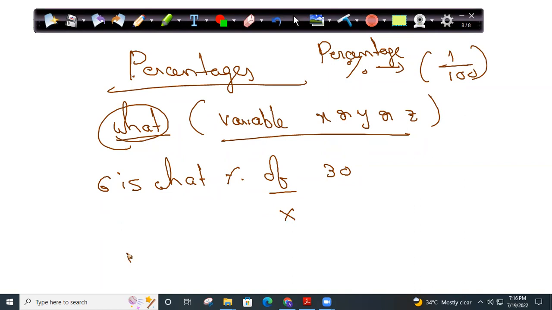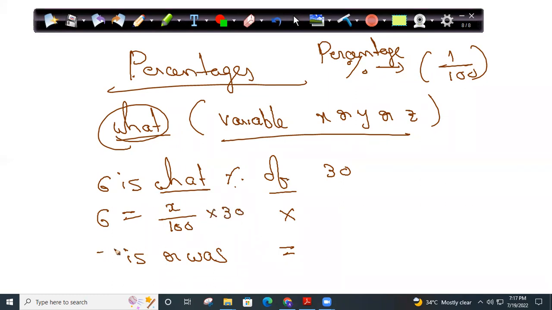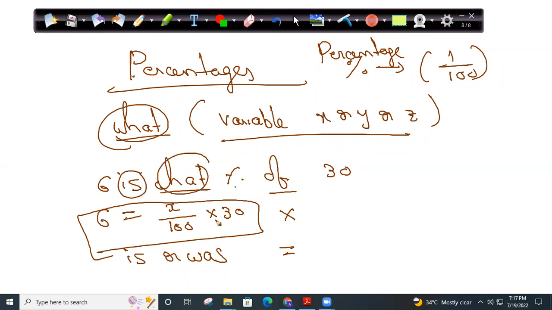Whenever I see is or was, this is also the most important thing that you need to keep in mind. Whenever I see is or was or equals or were, generally it represents equal to sign. So 6 is what: some variable, percent is 1 by 100, of is multiplication, 30. Even if you are weak in math, you just need to know how to convert English to math, anyone can write this equation. Then you need to do simple calculation. So 20%, 6 is 20% of 30.